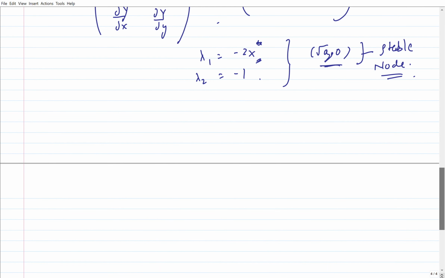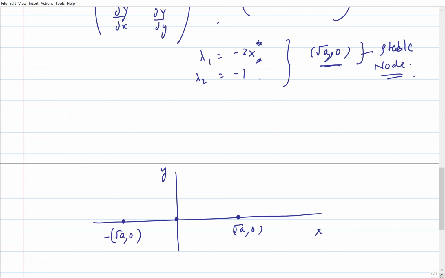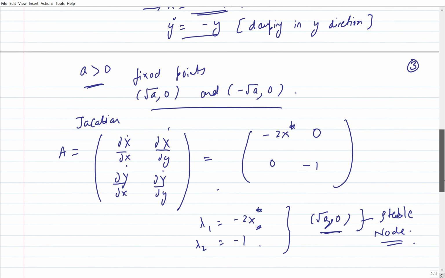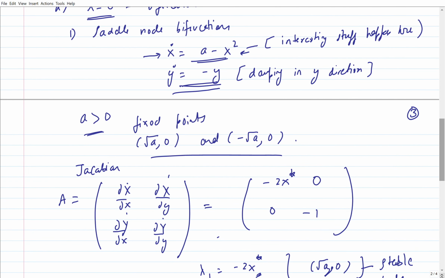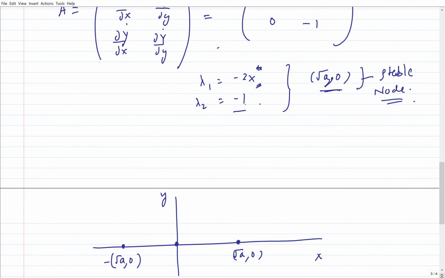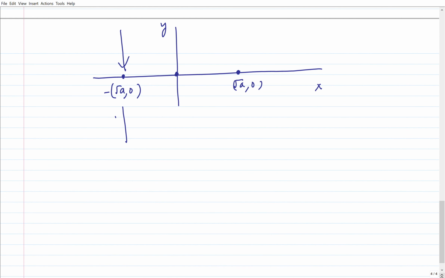I'll just draw it. So this is my phase portrait. This is y. This is x. I've got a fixed point here at a comma 0, and I have a fixed point here at minus root a comma 0. In the y direction, if you look at it, nothing happens. My eigenvalue is minus 1. So the vector field is going this way.